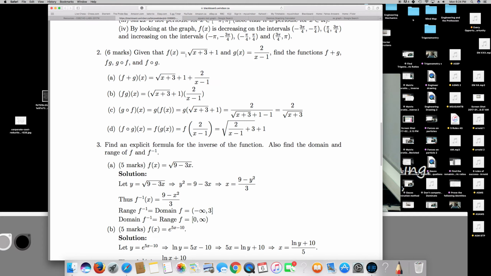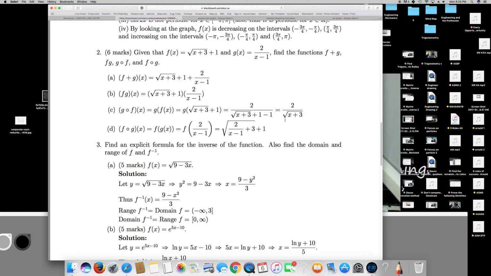we have to bring this f of x value and put it for the x value. Like for example, g of x is equal to 2 over x minus 1. Instead of this x, I'm going to plug the f of x value into g of x. So g of x is equal to 2 over, that x value is going to be replaced by root of x plus 3 plus 1. So 2 over root of x plus 3 plus 1 minus 1 is going to be the answer.